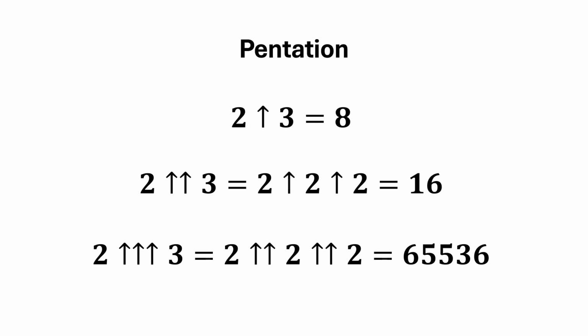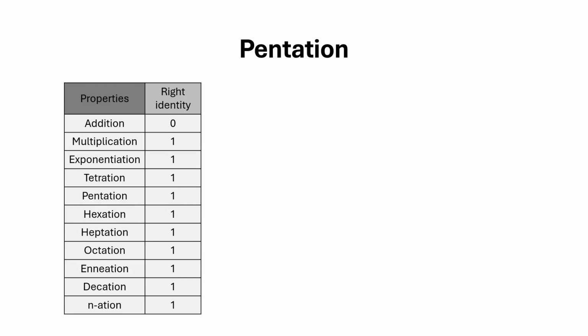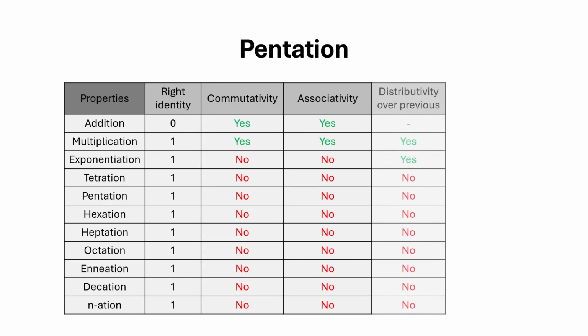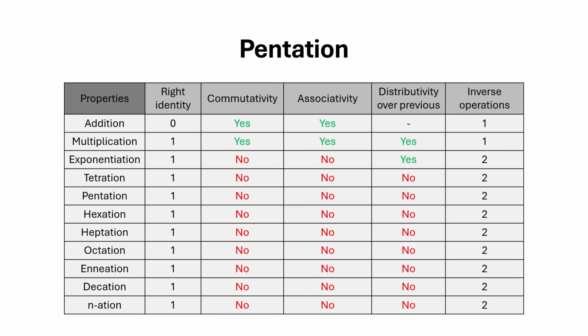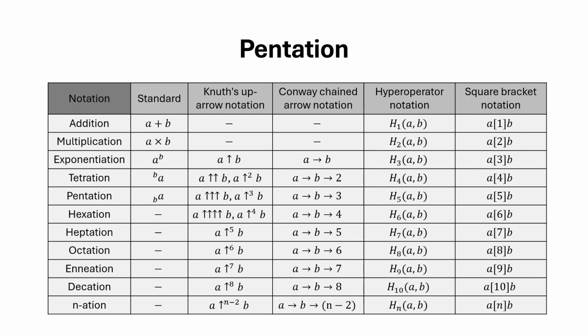They all iterate over the previous hyperoperation. Identity element is always 1. They are never commutative, nor associative, nor distribute over the previous operation anymore, and they all have two inverse operations. The notation for these operations is not standardized, so there are lots of ways to represent the nth hyperoperation.